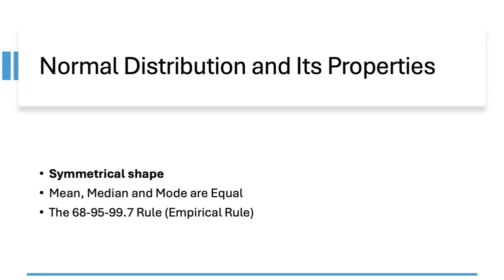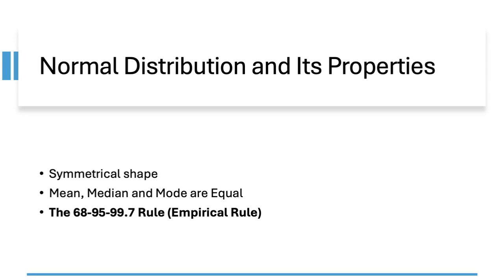The normal distribution has some key properties that make it useful in statistical analyses. A symmetrical shape is one of them. The normal distribution is perfectly symmetrical, meaning the left and the right are mirror images. The mean, median, and mode are equal in a normal distribution. The mean, again, is the average, the median is the middle value, and the mode is the most frequent value. They're all the same.